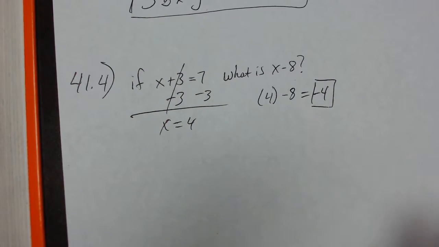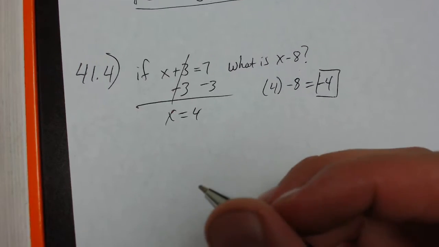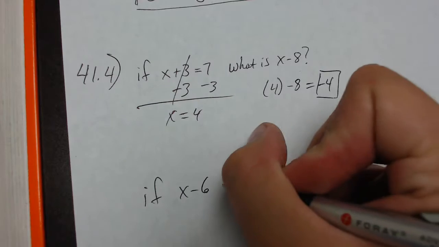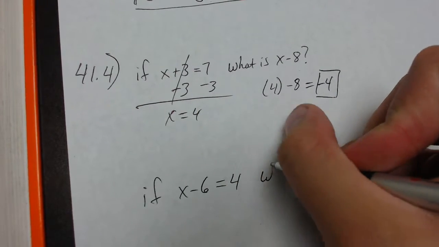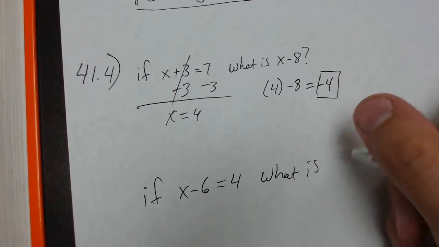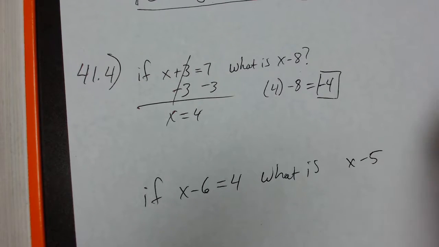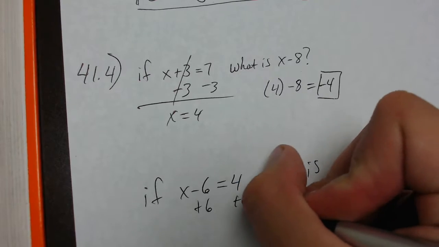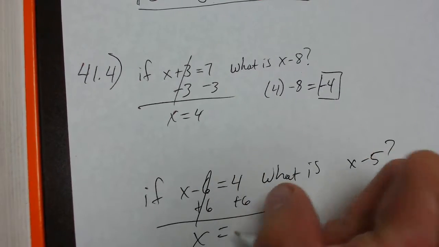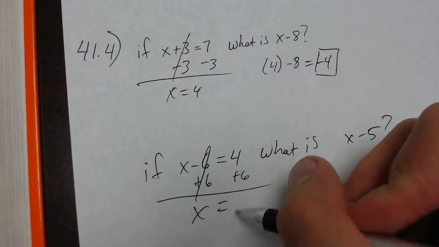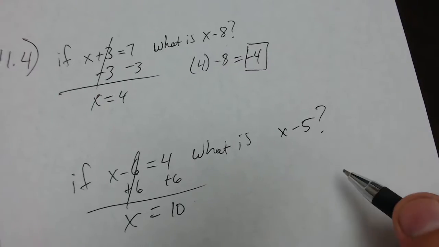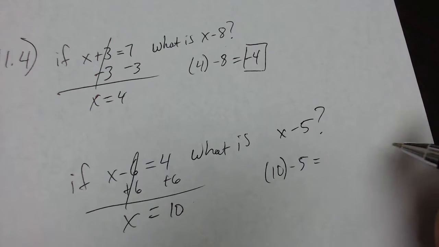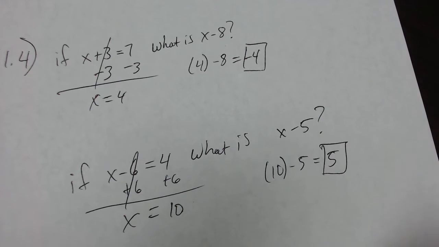I'll go ahead and do one more example. Let's see here. They tell us that if x minus 6 equals 4, what is x minus 5? So again, solve for this. Add 6 to both sides. We find out x is equal to 10. If x is equal to 10, then all I do is plug that in here. 10 minus 5 is equal to positive 5, and that is the final answer.